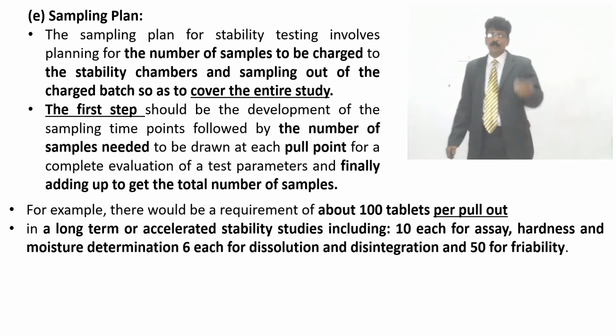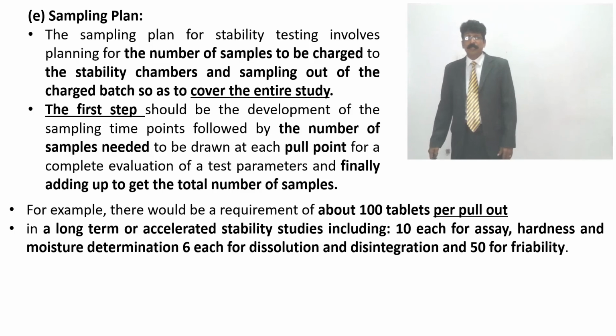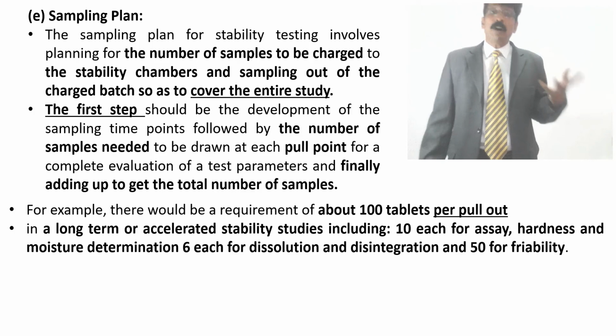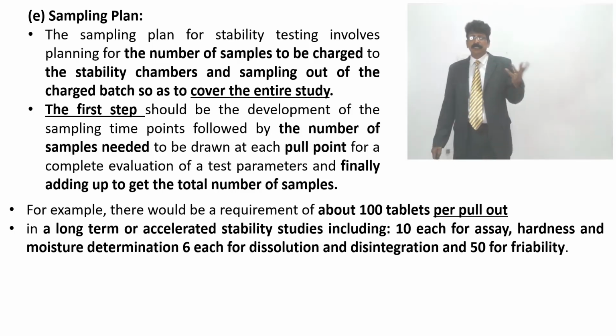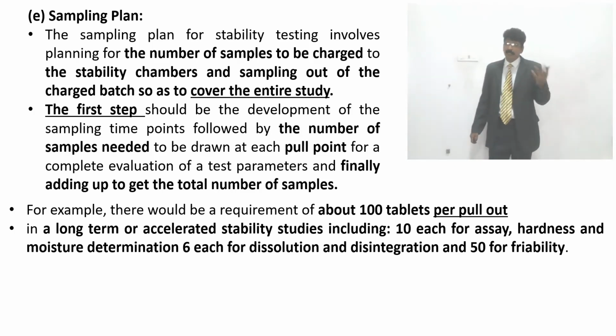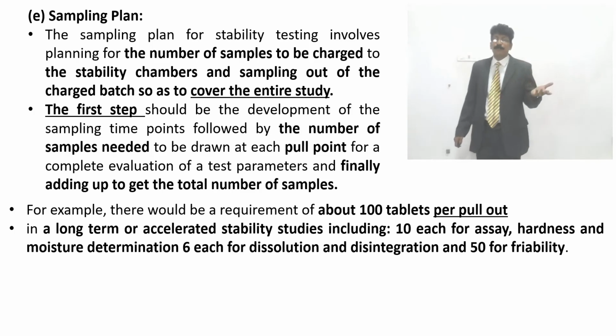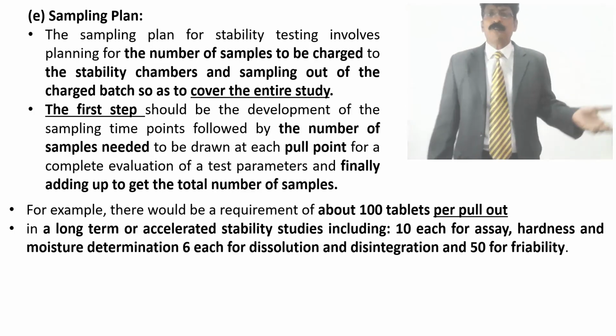So 12 tablets you have taken, and 50 tablets you have to use for friability. So totally how much does it come to? 36 plus 30 plus 12, 42 plus 50... I think not 30 plus 12, it is 42, plus that is 92. So 8 tablets we can again use for another test which can be done.